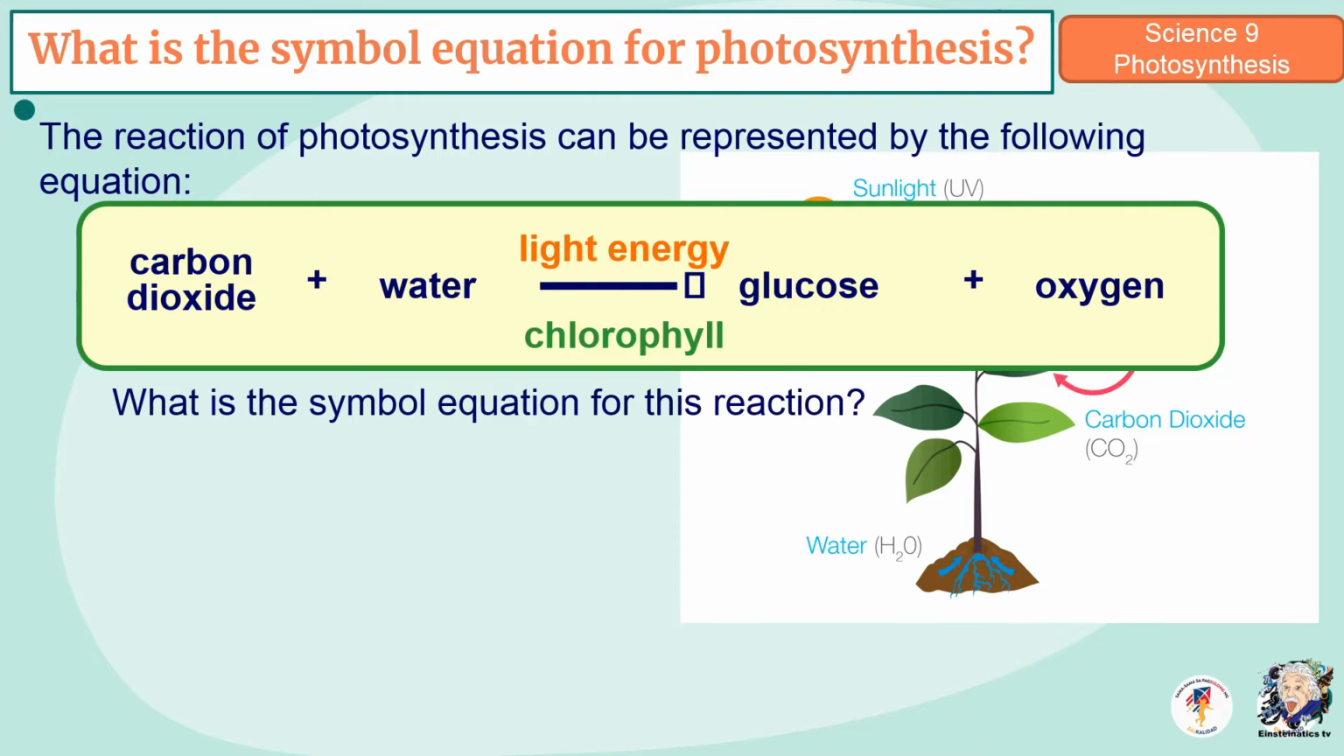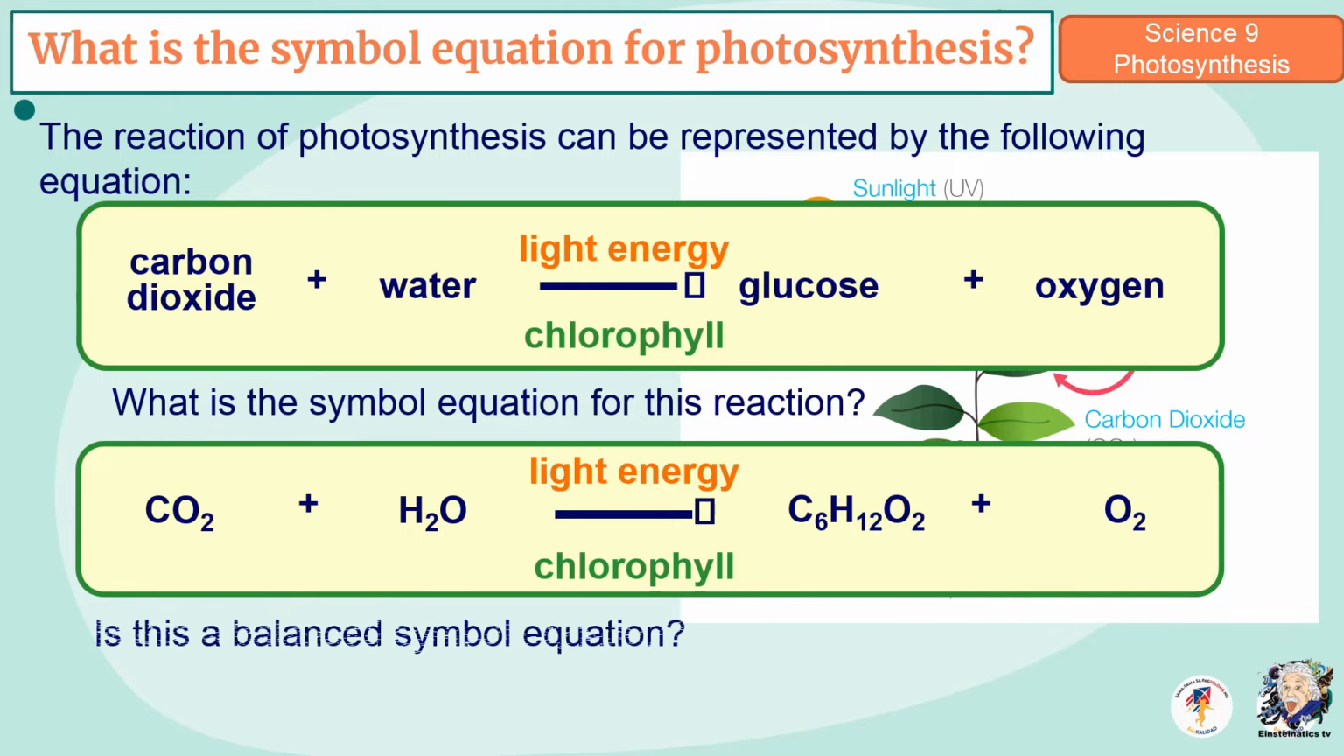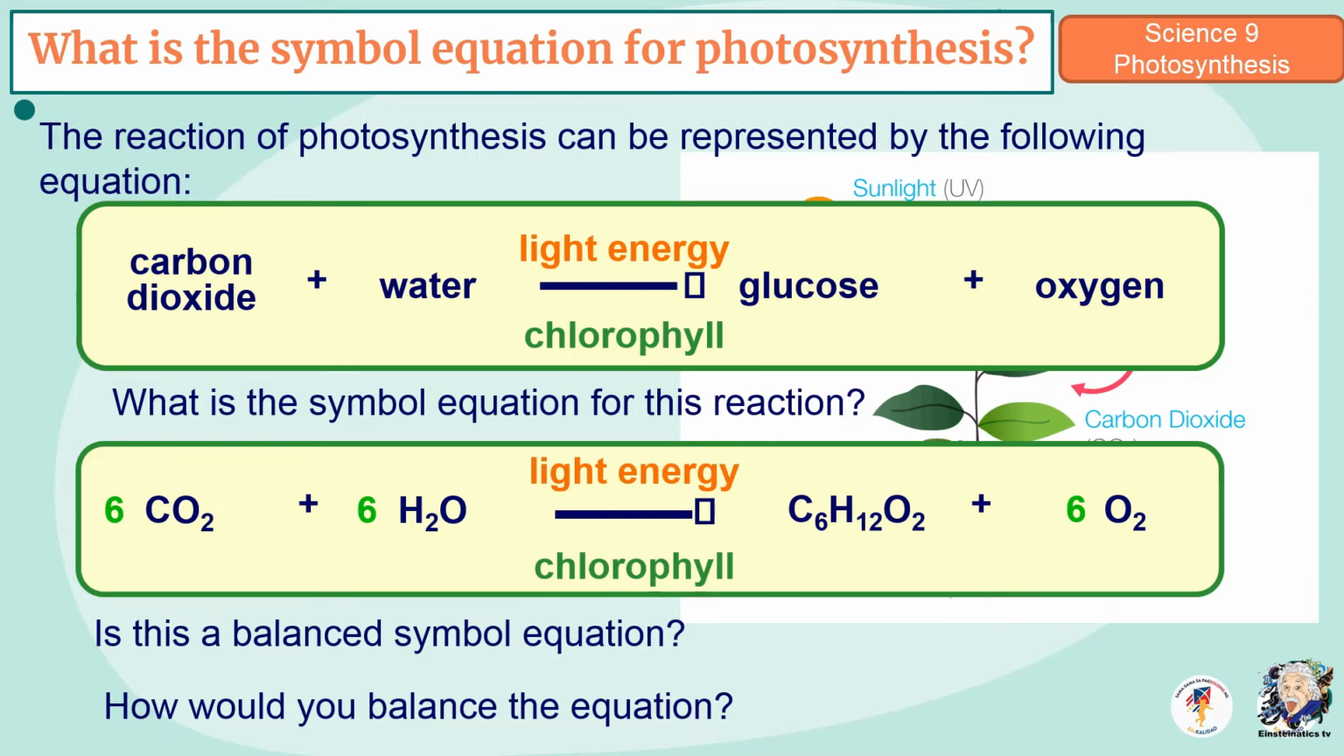Now, if we are going to write the symbol equation for this reaction, it would look like this one. The symbol for carbon dioxide is CO2, the symbol for water is H2O, glucose is C6H12O6, and of course oxygen is O2. Now, if we are going to observe a balanced symbol equation, it would look like this one. 6CO2 combines with 6H2O, using light energy, to yield C6H12O6 and 6O2.